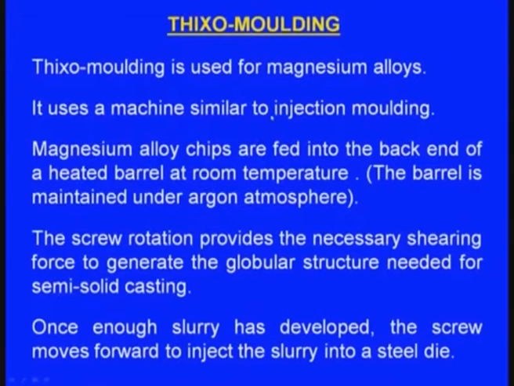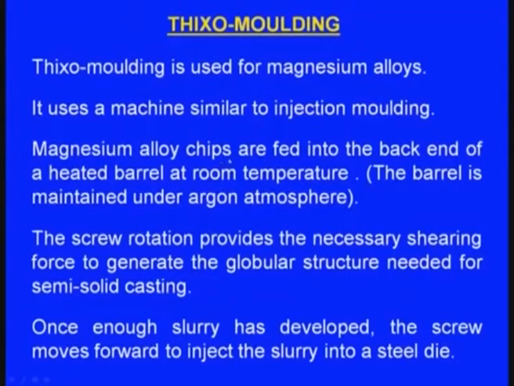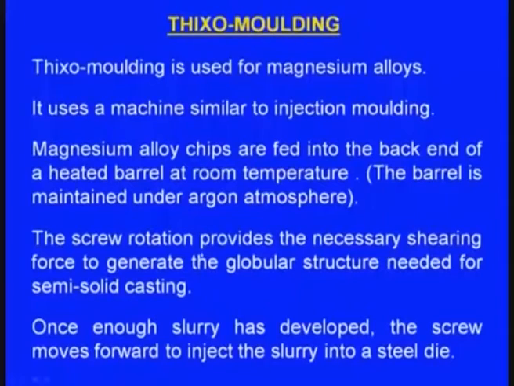Now, what is done inside this injection molding machine? Initially, we have to make magnesium alloy chips. So, these chips are fed into the back end of the heated barrel at room temperature. Now, this barrel is maintained under argon atmosphere to prevent oxidation, because magnesium readily reacts with oxygen. So, we have to prevent that. For that purpose, we use the argon atmosphere.